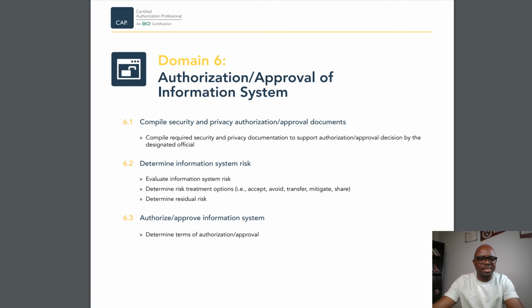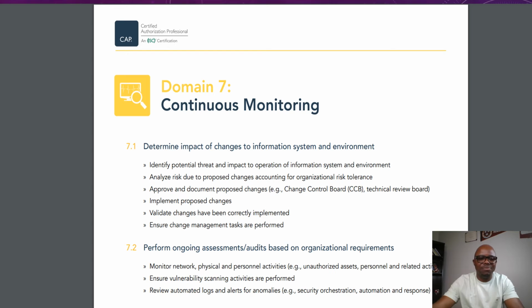So here you can see under determine information system risk, they're saying evaluate information system risk, determine risk treatment options such as accept, avoid, transfer, mitigate, or share, and then determine residual risk. So this is what domain 6 is talking about, which is authorization/approval of information system. And then we have domain 7, which is the last domain. It's talking about continuous monitoring.